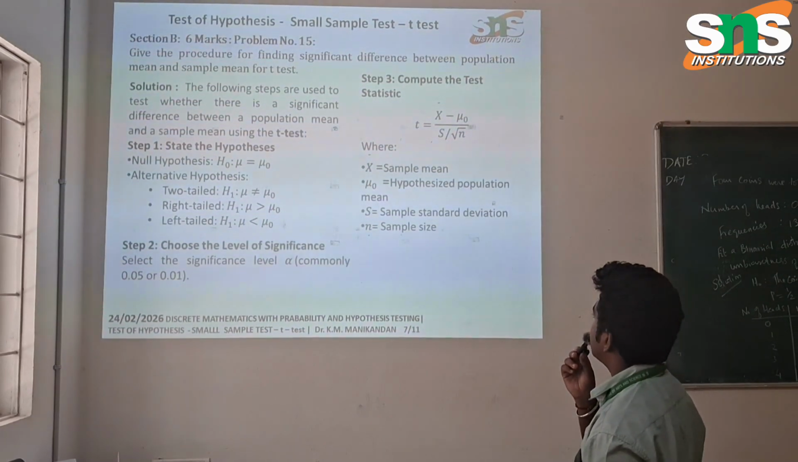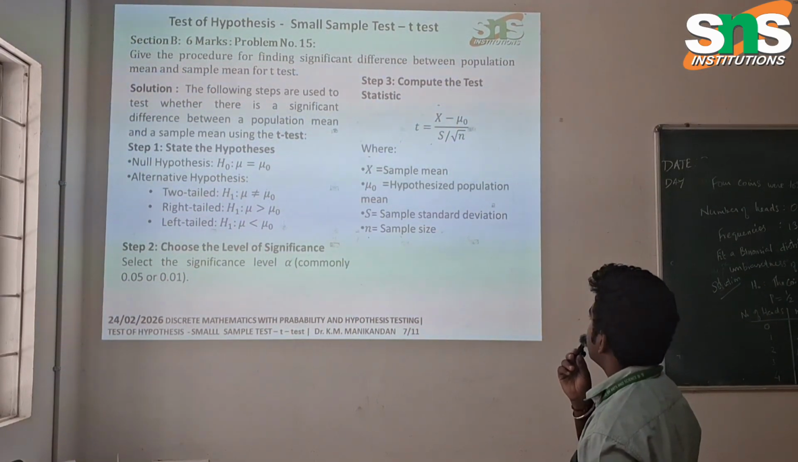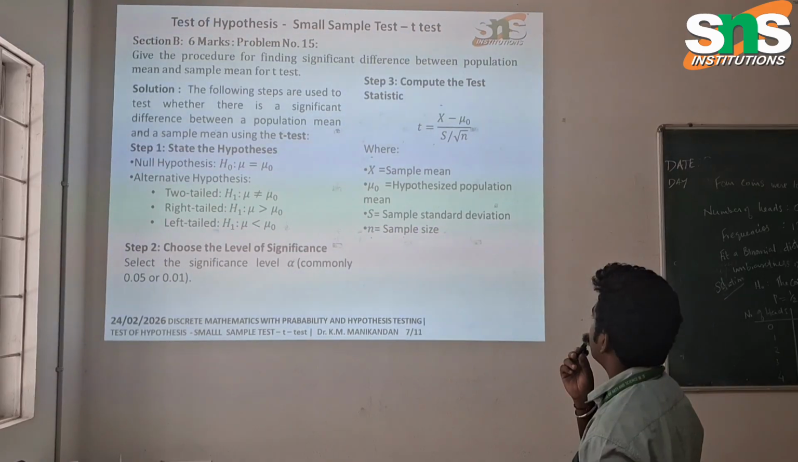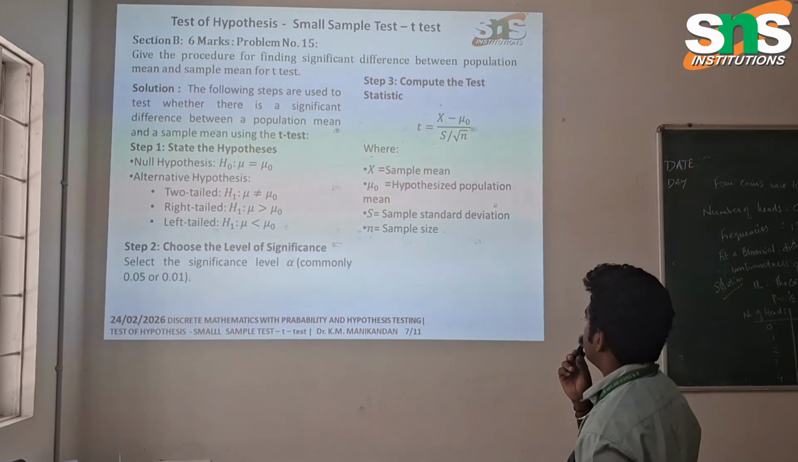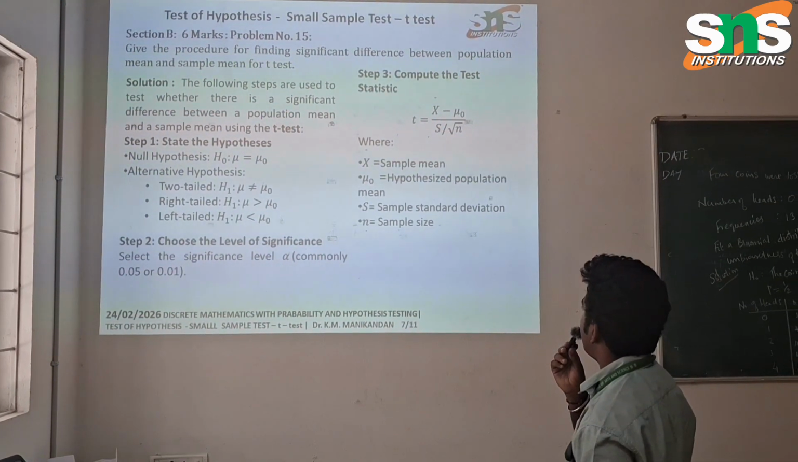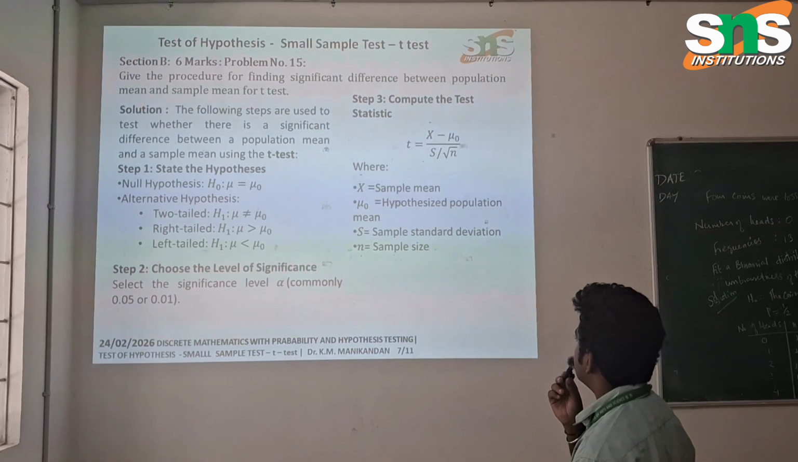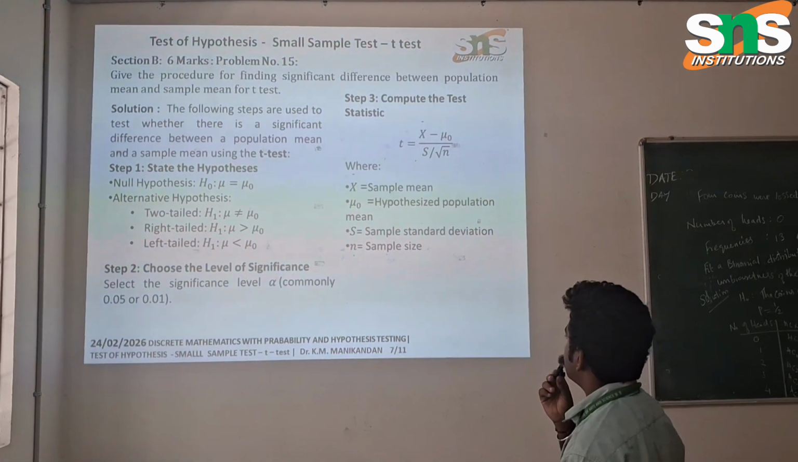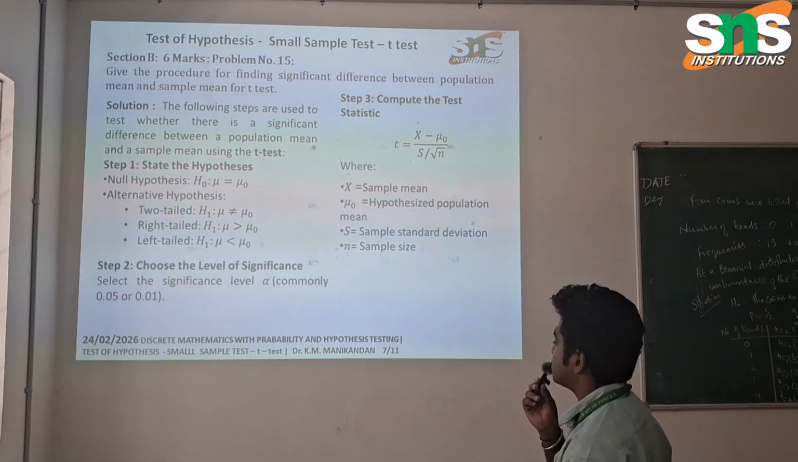Step 3. Compute the test statistic t equal to x bar minus mu naught by s by root of n, where x bar equal to sample mean, mu naught equal to hypothesized population mean, s equal to sample standard deviation, n equal to sample size.